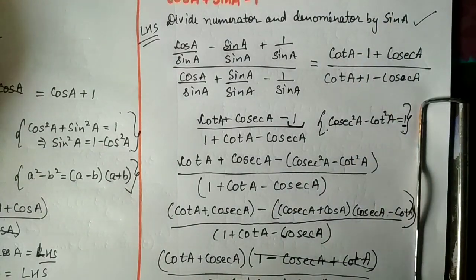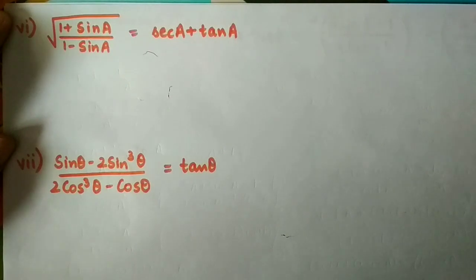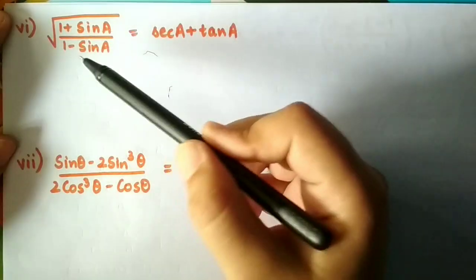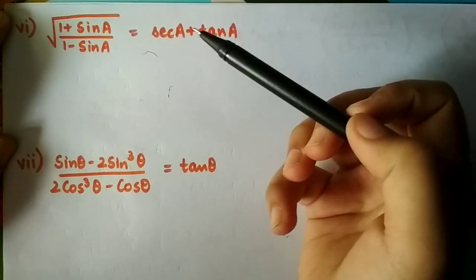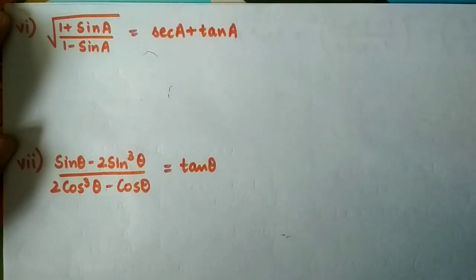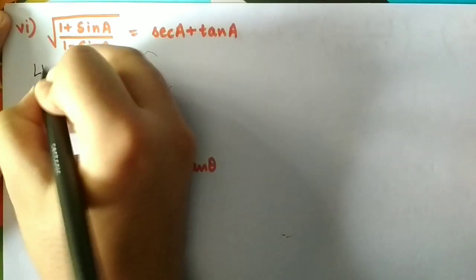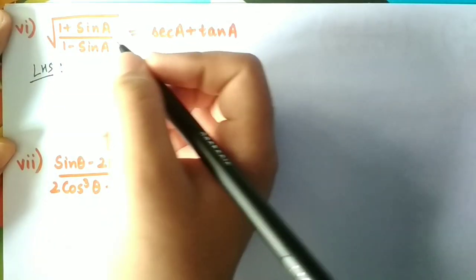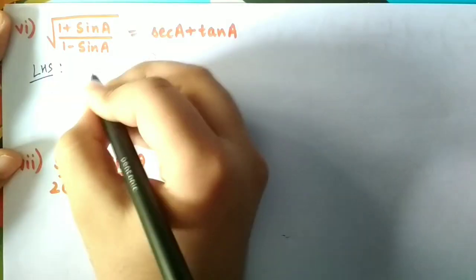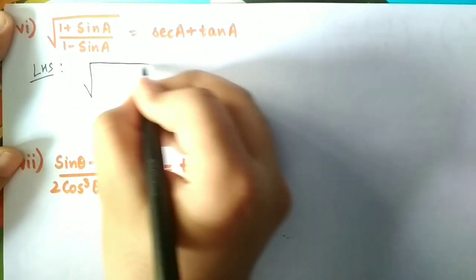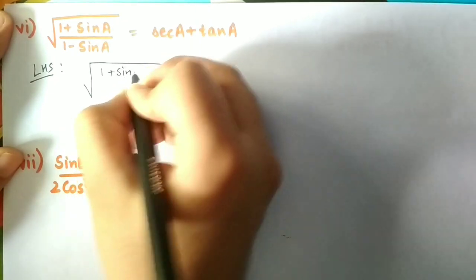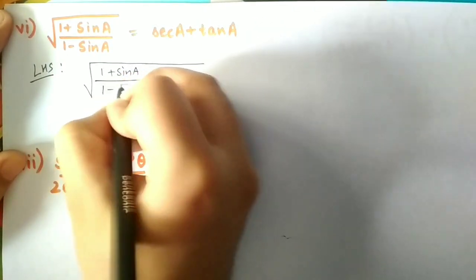Now let's see the sixth part. In this you have to prove under root of 1 plus sin A upon 1 minus sin A equal to secant A plus tan A. So take the left hand side. You already have the term in sin, so you can't simplify it further. So what you will do here, you will rationalize. So you write 1 plus sin A upon 1 minus sin A.